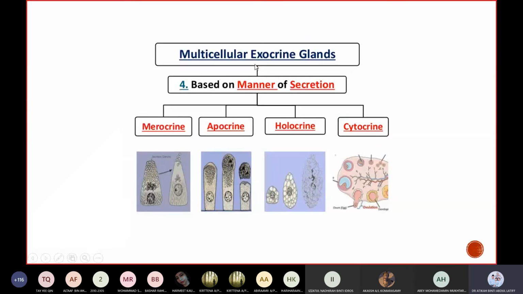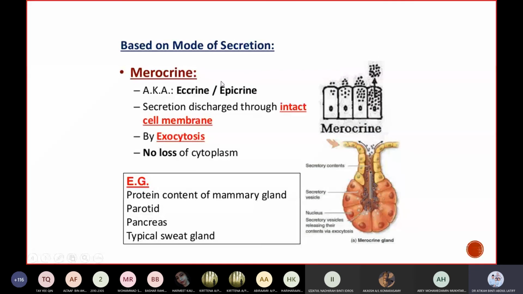Okay, and also based on the manner of secretion, so how they secrete the products, they are named merocrine, apocrine, holocrine, and cytocrine. So for example here, merocrine secretion, the secretion is discharged through intact cell membrane. So the cell membrane is still intact after the secretion is discharged. Okay, so this process of secretion is called exocytosis.